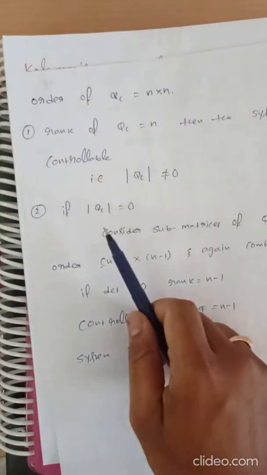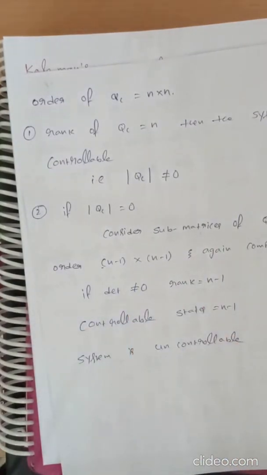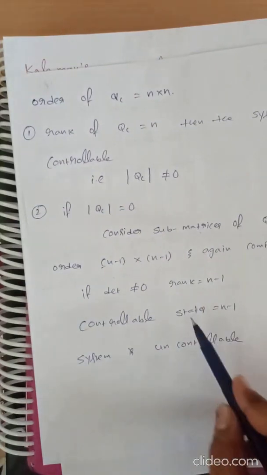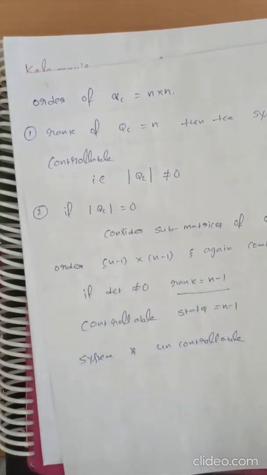Suppose the det is 0, then what is the meaning of that? Then we will find out the further rank. If the rank is n minus 1, the controllable states are limited.